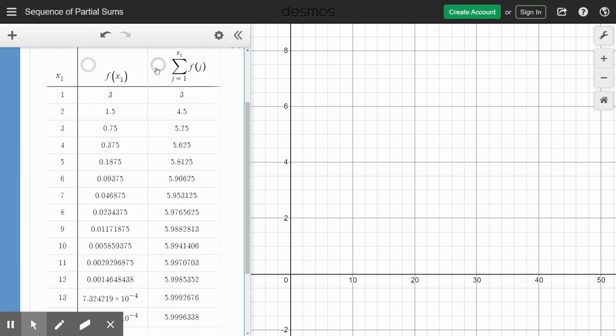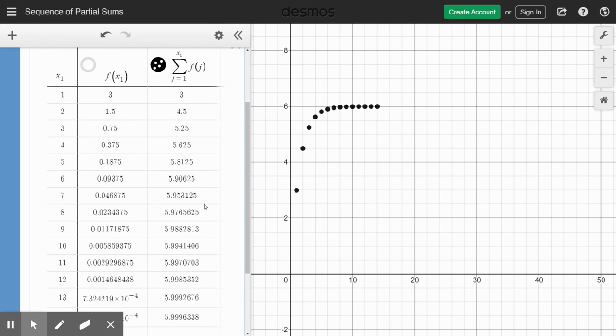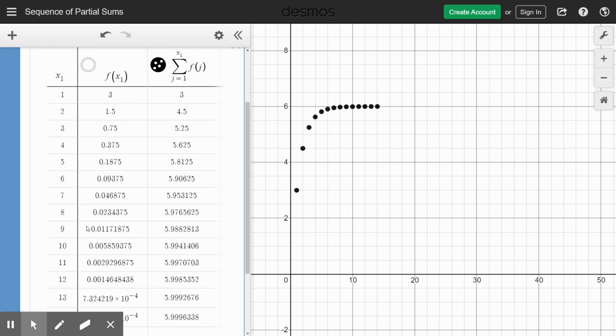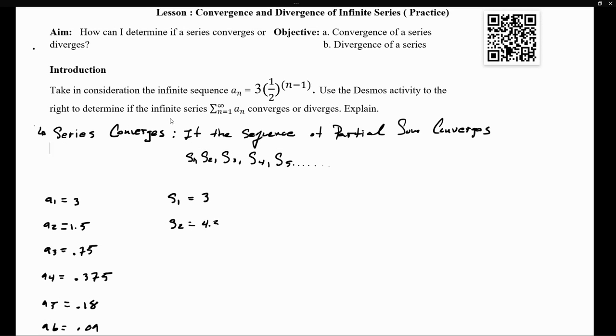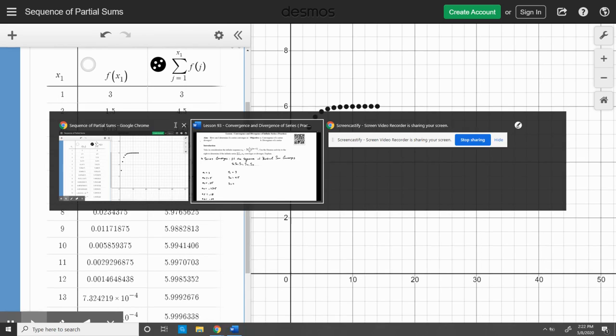Now let's take a look at the sequence of the partial sums. My first partial sum is the value of 3. It makes sense because if we add just the first term, then obviously the partial sum is 3. Now, what is the second partial sum? That's the addition of the first two: 3 plus 1.5, which is 4.5. The third partial sum is the addition of the first 3 terms, which gives a value of 5.25.